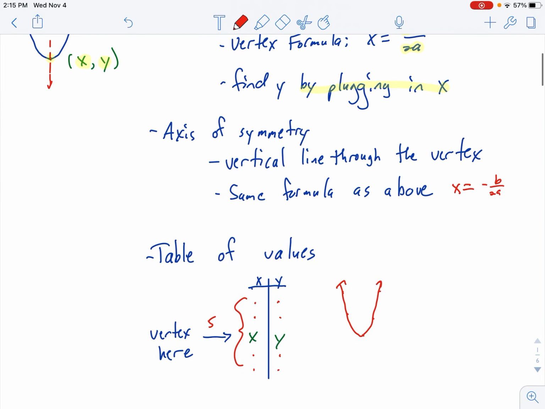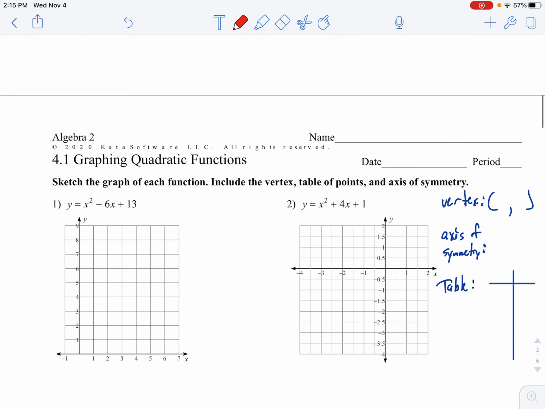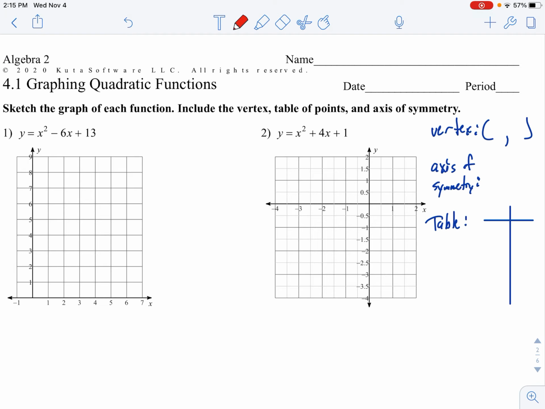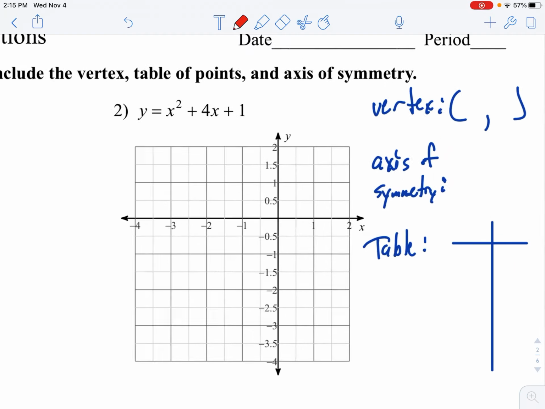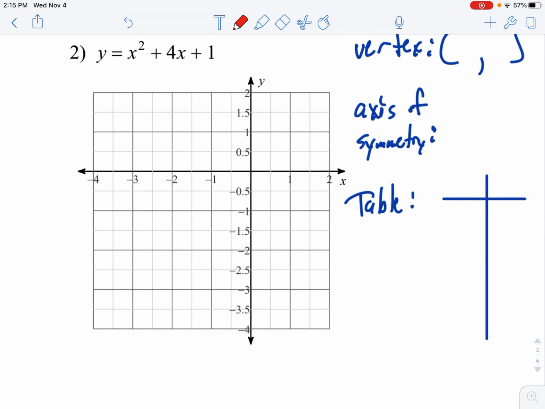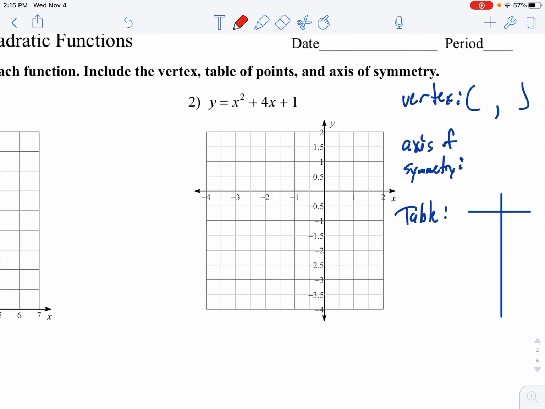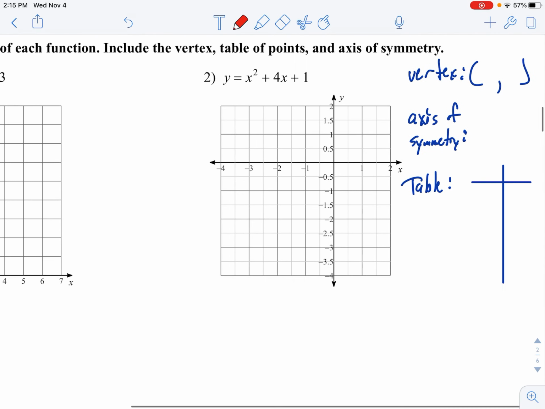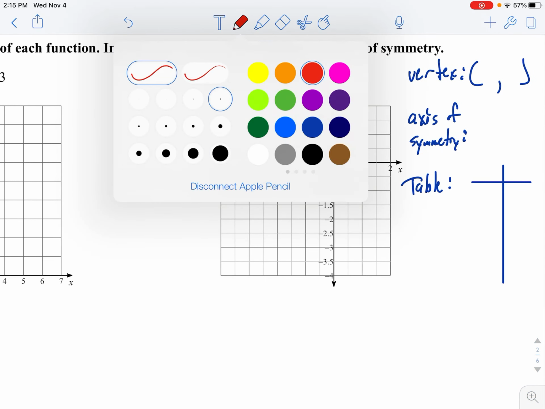All right, I don't want to dwell too much up here. I want to have time to get into these examples. So, the instructions. Sketch the graph of each function. Include the vertex, table of points, and axis of symmetry. So, vertex. Tell you what, I've put room to the right where I'm going to put my answers. There's a little space down below. I'll do some of my work. Let me switch colors here.